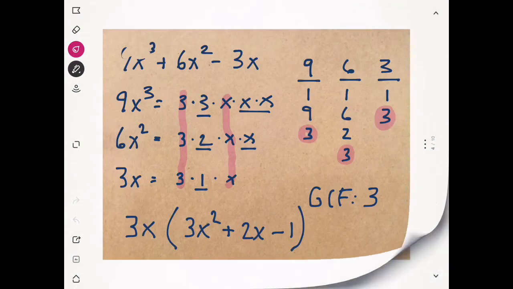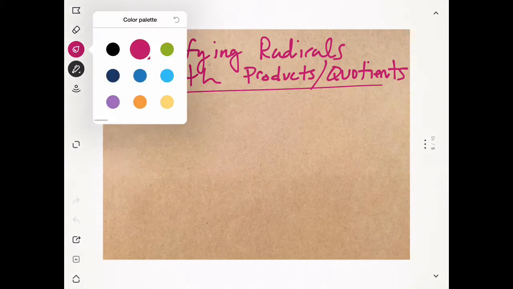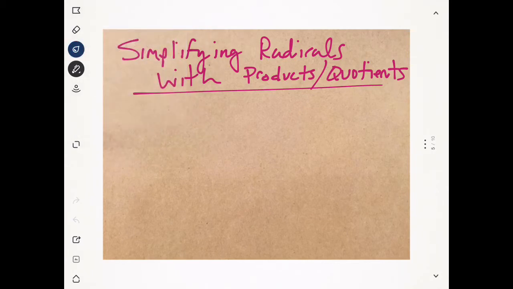Okay, the next thing I want to talk about is simplifying radicals with products and quotients. So what I mean is something like the example I have in the worksheet: 3 times the square root of 24. Okay, 3 times the square root of 24. Now this is a product because we're taking 3 and multiplying it by the square root of 24.